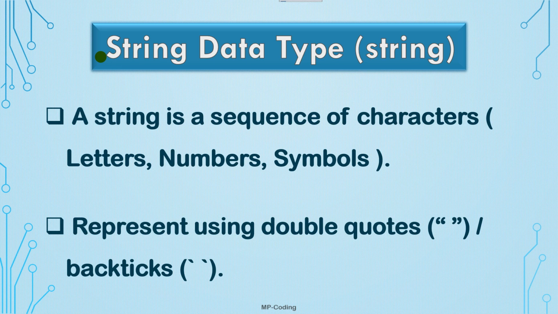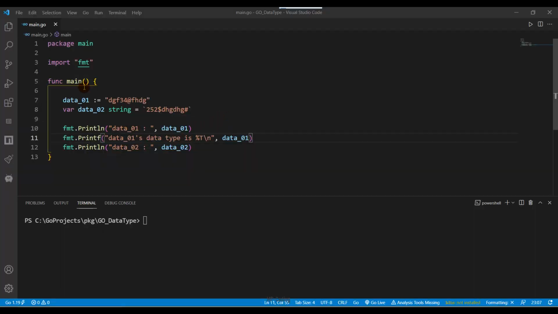Okay, cool. Then here we discuss the string data type. A string is a sequence of characters that can be letters, numbers or symbols. It is represented using double quotes or backticks and the keyword is string. Okay, here I created string type variables. The first one is data1, the second one is data2. Here the data type is not specified and the value is surrounded with double quotes. And here the data type is already specified and the value is surrounded with backticks.